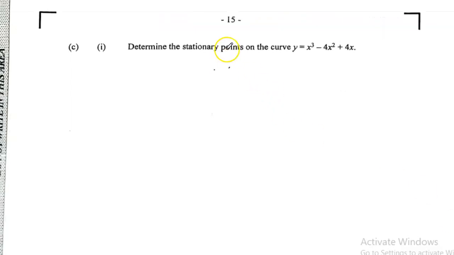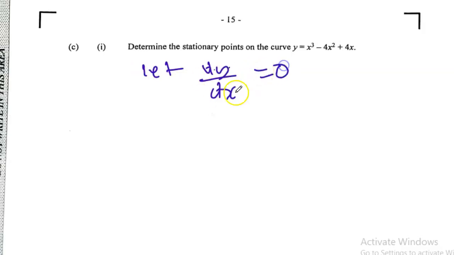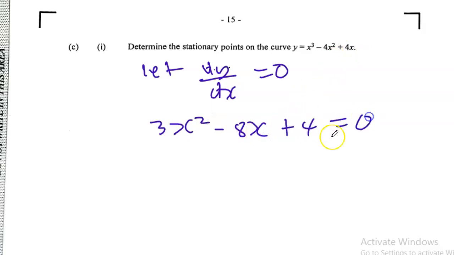Determine the stationary points on the curve y equals x cubed minus 4x squared plus 4x. So to get the stationary point, we let dy by dx be equal to 0. So dy by dx would be 3x squared minus 8x plus 4, and we equate it to 0.